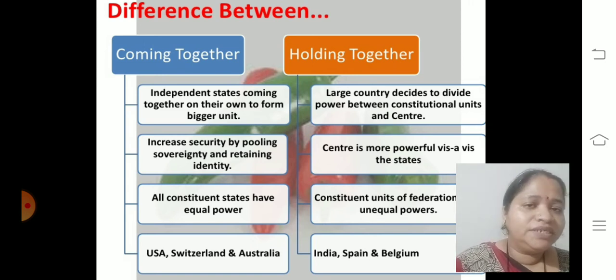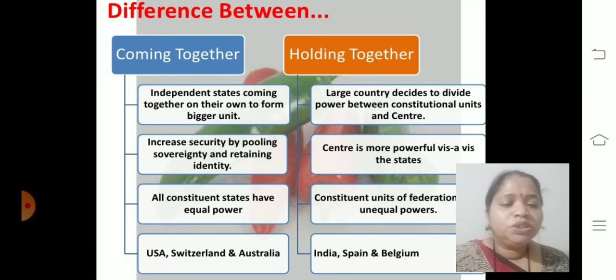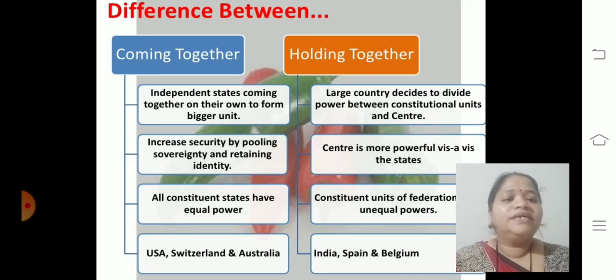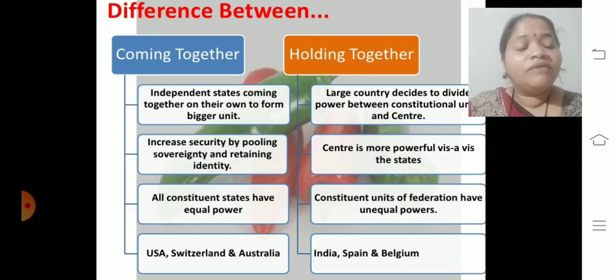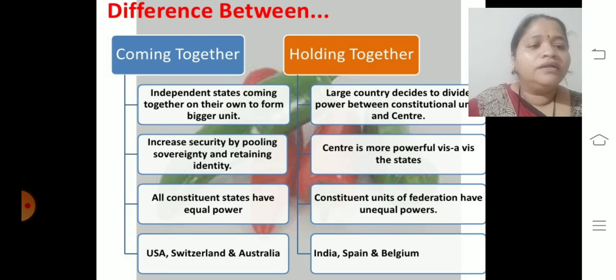See, power division is there under coming together also, and holding together also. But what is the power division? In coming together, it's equal, and in holding together, what? The center has more power than the state. Now when we talk about power in the states also, all states don't have equal powers. So all constituent units of the federation, under holding together, have unequal power.